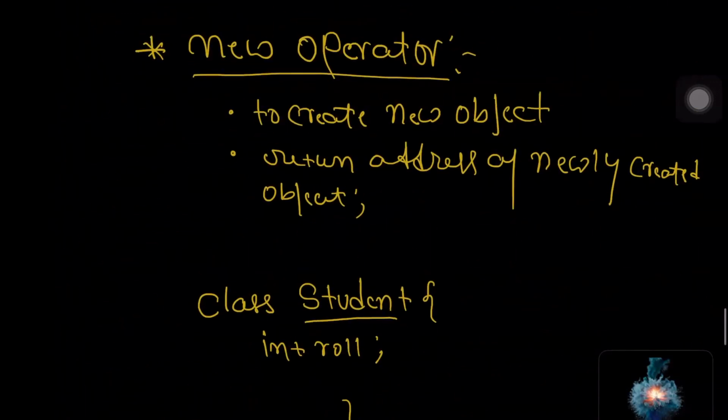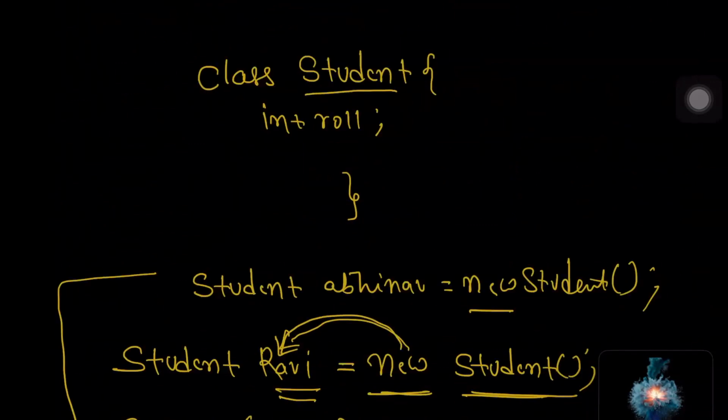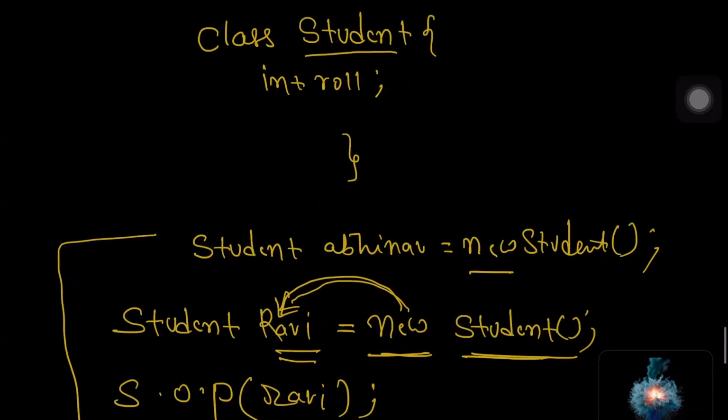Okay. So the new operator. We have already discussed that to create a new object, what it does is return the address of the newly created object. I have taken a class called Student, which has only one property called roll. We don't have to focus much on how we are declaring the class, because in the next class we might have sessions on class and object. So just remember this here.